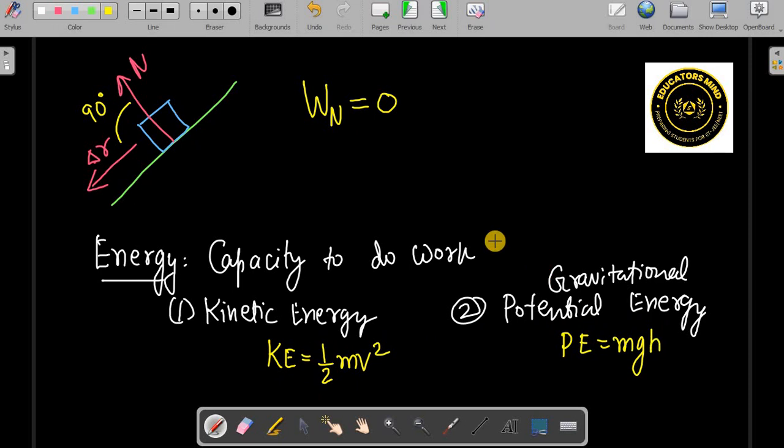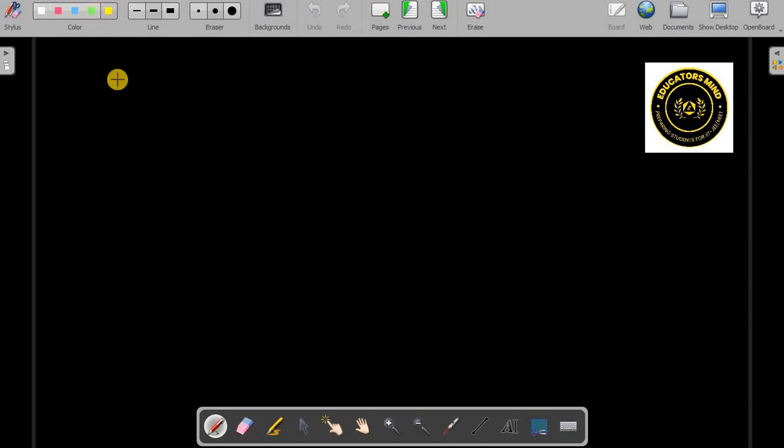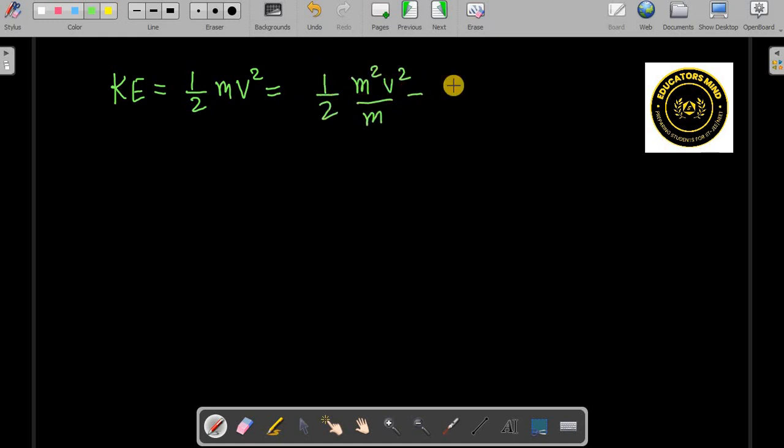So now let's go into more detail. Kinetic energy can also be written in terms of momentum. It is half mv squared. You can write it as half m squared v squared by m. So m squared v squared is p squared, where p is the momentum. So this formula is important. Kinetic energy can be written as p squared by 2m.